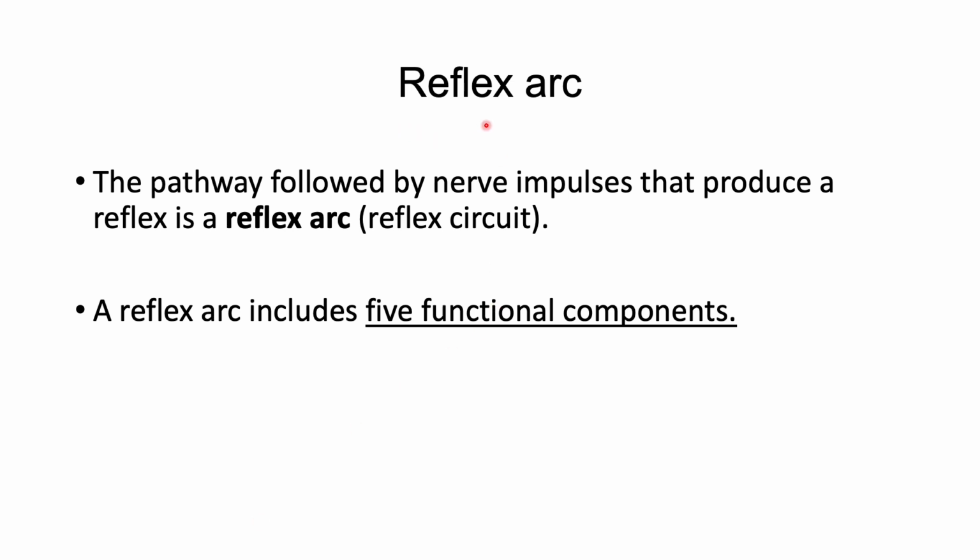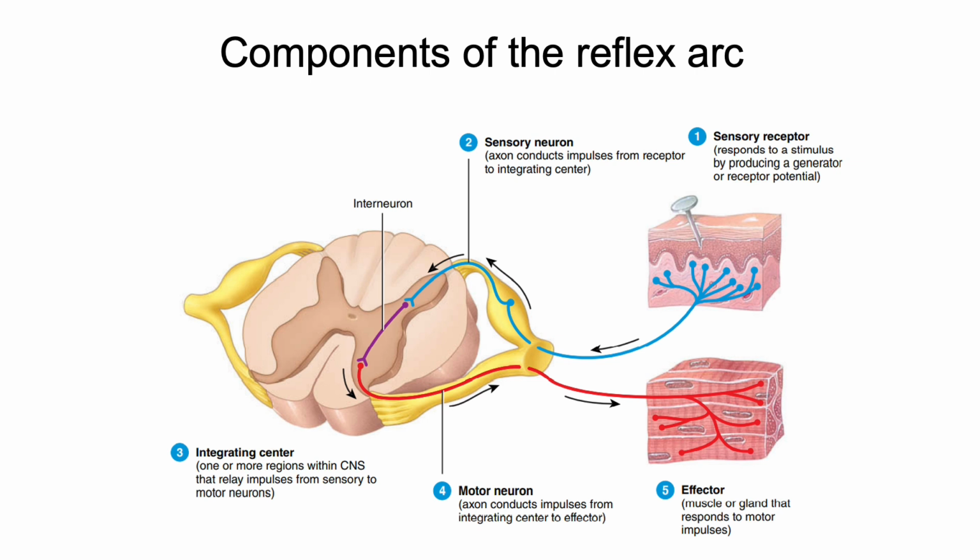The pathway of the reflex, or the circuit for the reflex, is called reflex arc, and it's composed of 5 functional components. The components are sensory receptor, then a sensory neuron, then an integrative center, which is the gray matter of the spinal cord in this case, and a motor neuron or an efferent neuron, and then the effector, which in our case here in this lecture is the skeletal muscles.